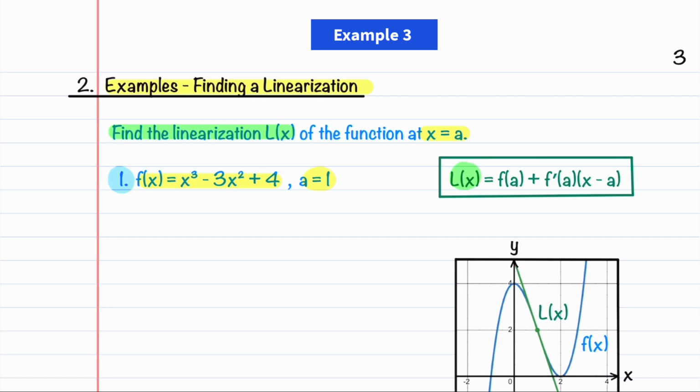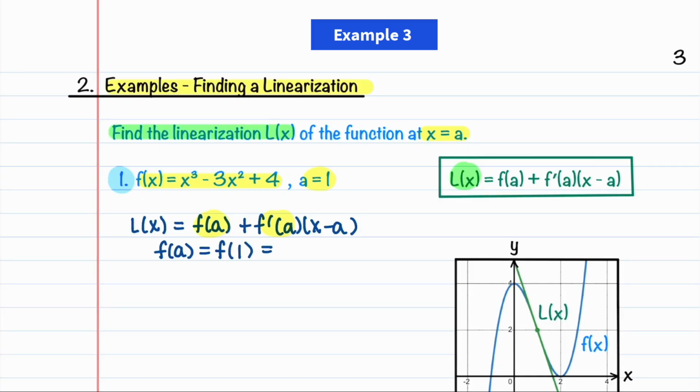So let's start with that. Let's go ahead and write down what that formula is. L of x is f of a plus f prime at a times x minus a. When you find a linearization, what you have to actually find is f of a and then f prime of a. Our f of a is equal to f at 1, so we just plug 1 into our function up above, and we have 1 minus 3 plus 4, and that is equal to 2. I'm going to highlight that so we can find it when we need it.